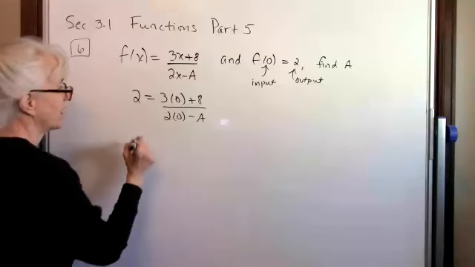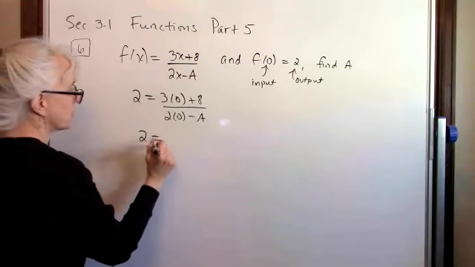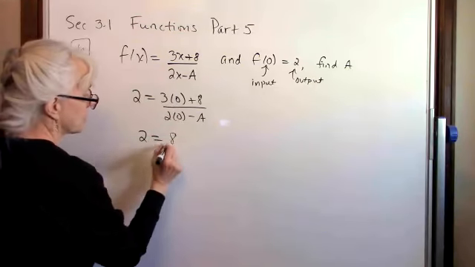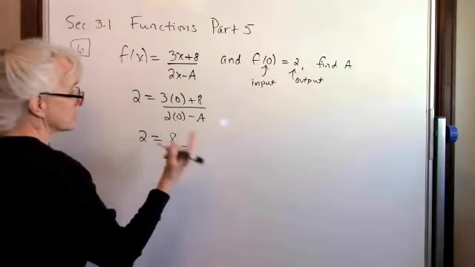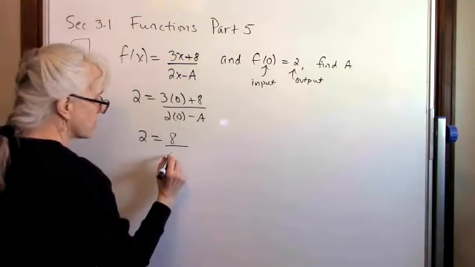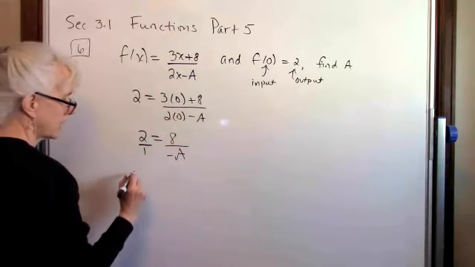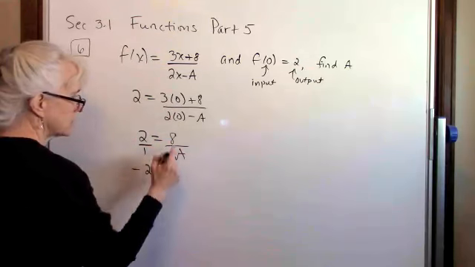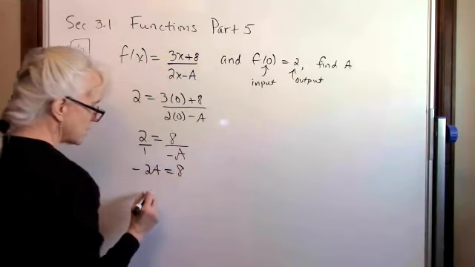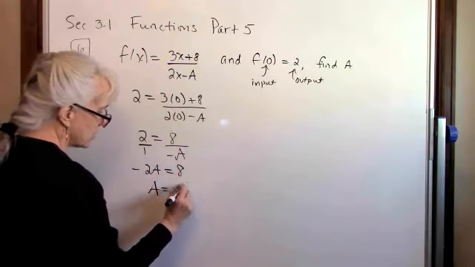So the 3 times 0 is going to give us 0. So we're left with 8 in the numerator. 2 times 0 disappears. It's 0. We don't need to write it over negative a. Now we need to solve that. I'm going to cross multiply. So I'll get a negative 2a is equal to 8 times 1, which is 8. And then dividing out, we'll get a is equal to a negative 4.